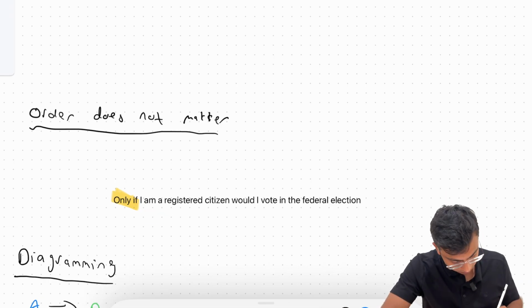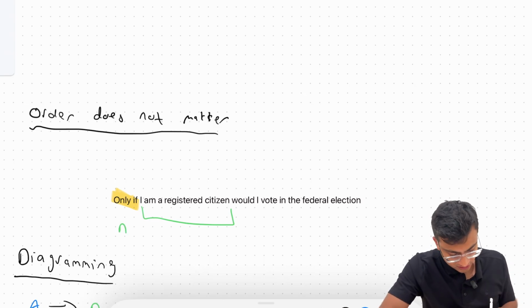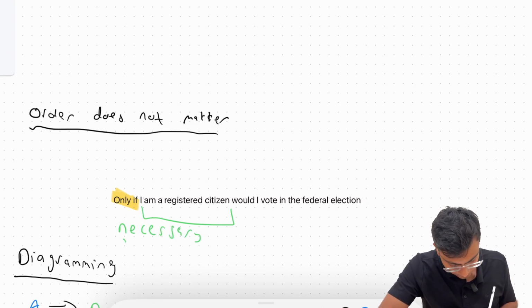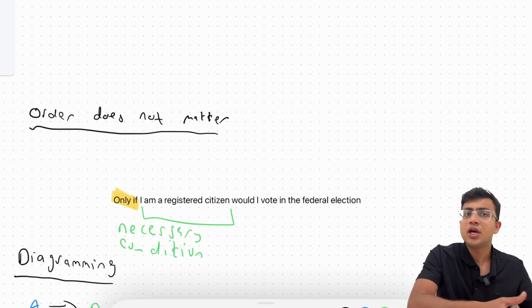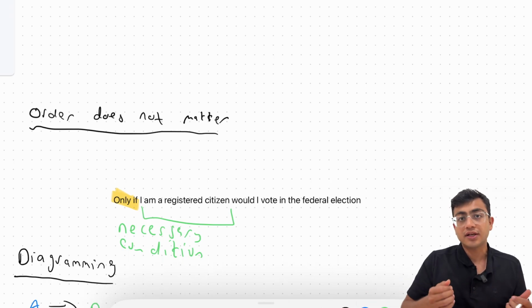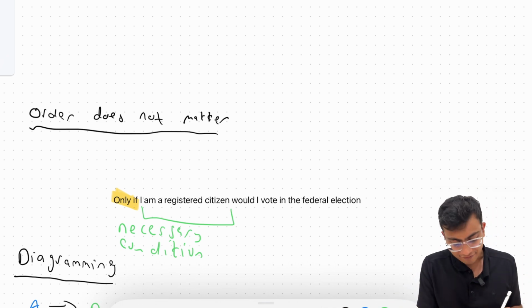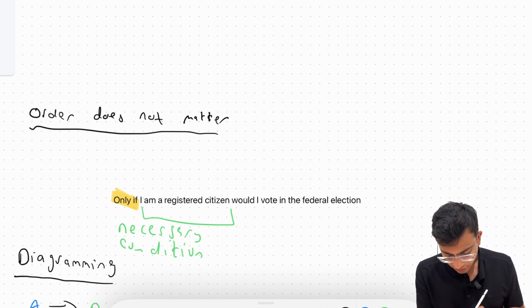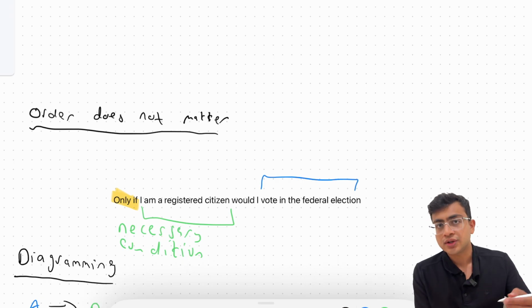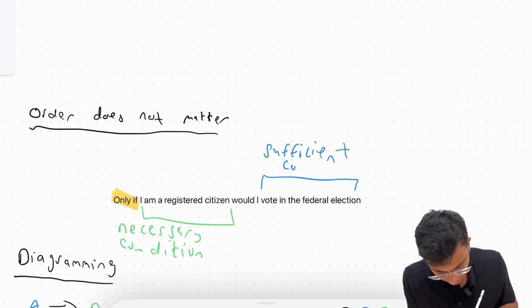Being a registered citizen is the necessary condition. And every time you have a necessary condition, you will always have a sufficient condition. For a statement to use conditional reasoning, both parts must exist. So since we have a necessary condition, which we have identified from the key phrase only if, we know the rest, voting in the federal elections, is the sufficient condition. Excellent.